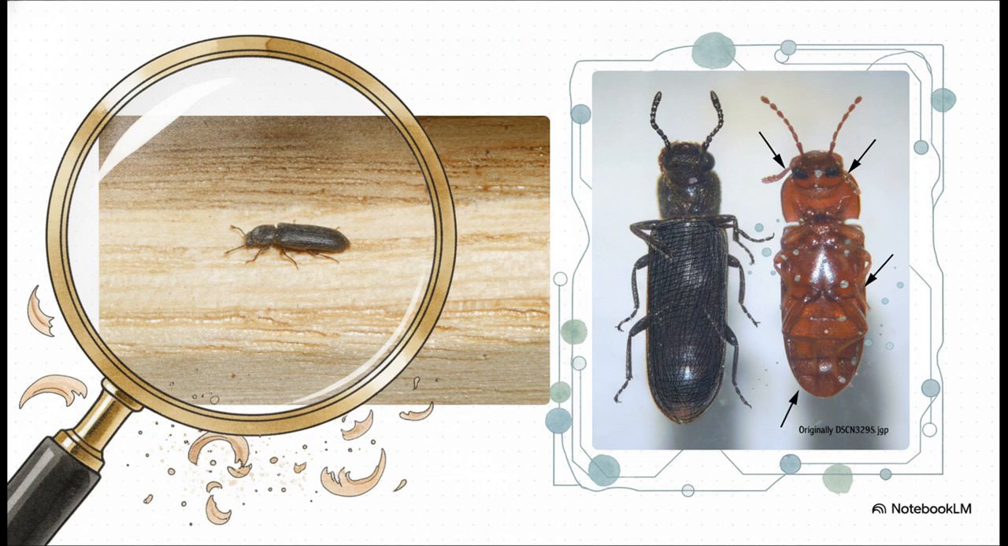Pulling out that magnifying glass again, we can separate the destructive true powder post beetle from a common nuisance flower beetle. Just look at the antenna. The powder post beetle has a distinct two-segmented club at the end, while the flower beetle has three. Also, you'll see the powder post beetle has distinctive globular eyes, whereas the flower beetle's eyes wrap completely around the side of its head. These microscopic details literally make or break an investigation.